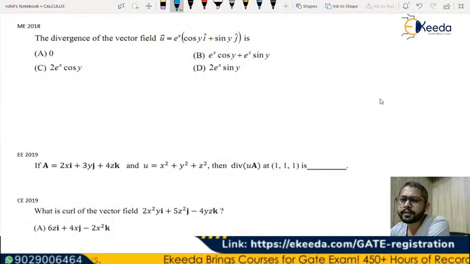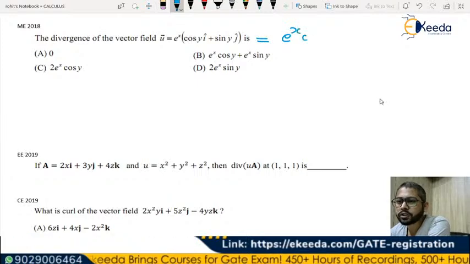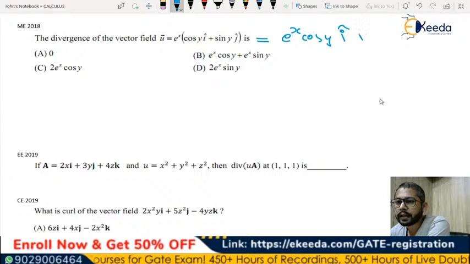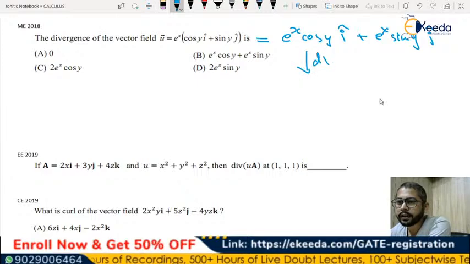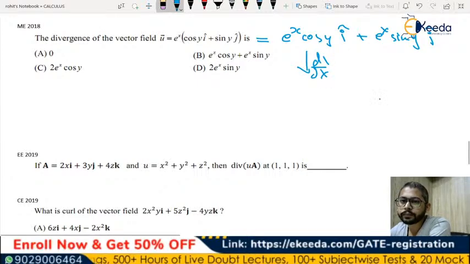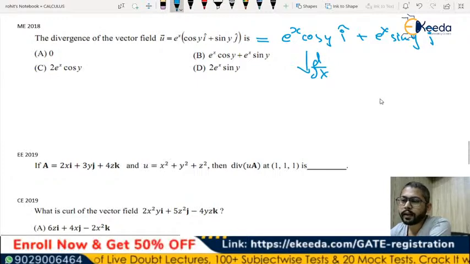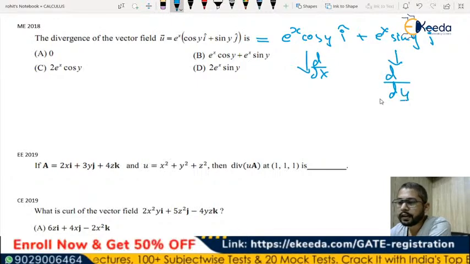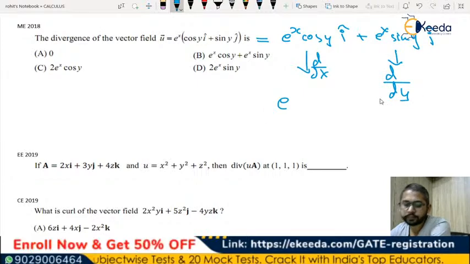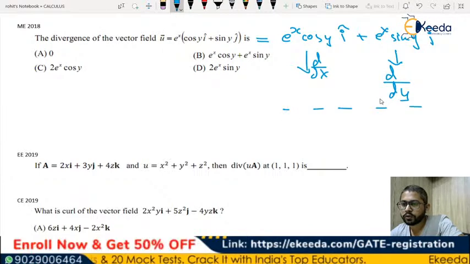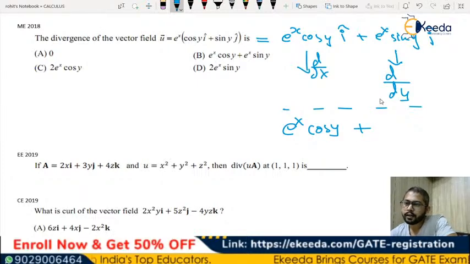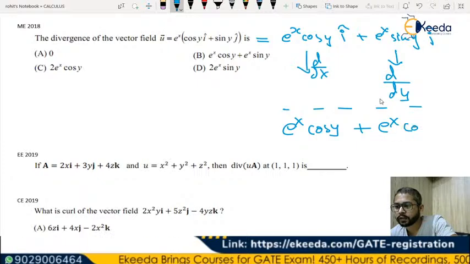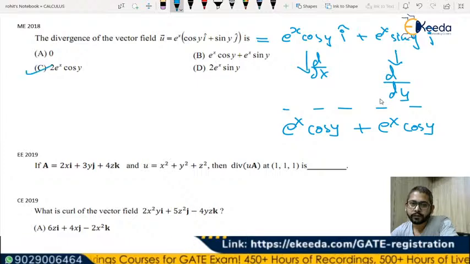I'm splitting the u here just for you. This can be written as e^x cos y i cap and e^x sin y j cap. The first is differentiated with respect to x, and the second one with respect to y. The first differentiation will give you e to the power of x cos y, and the second term is in terms of sin y. Sin y differentiation is cos y, so e to the power of x cos y. So it is 2 e to the power of x cos y.